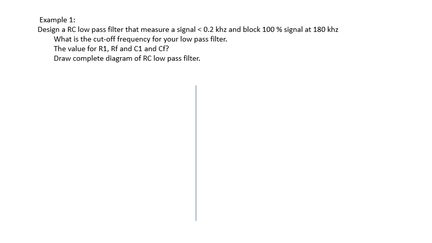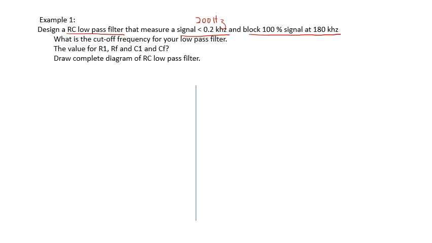On today's video we're going to discuss one example on how we can determine the cutoff frequency of any of your filter. This example asks us to design an RC low pass filter, and the requirement for the filter is given in these two pieces of information. The first is that the measurement signal will be lower than 0.2 kilohertz or 200 hertz, and it will block 100% of the signal at 180 kilohertz.